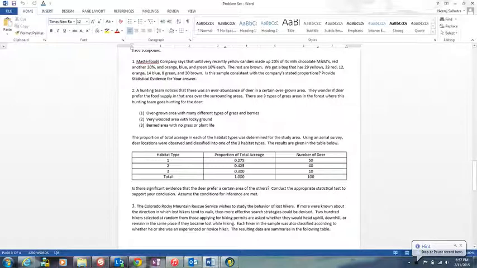This is problem number 2 on free response for stats. It says a hunting team notices that there was an overabundance of deer in a certain area. They wonder if deer prefer the food supply in that area over the surrounding areas. There are 3 types of grass areas in the forest where the hunting team goes looking. The proportion of acreage in each habitat was determined. Using an aerial survey, they were able to observe the deer. The question is, is there significant evidence that the deer prefer a certain area? Assume the conditions are met.